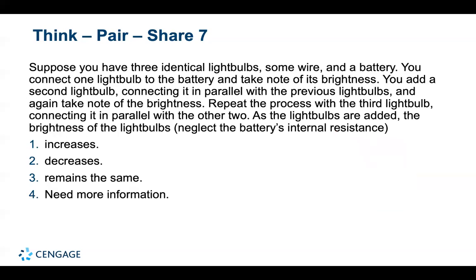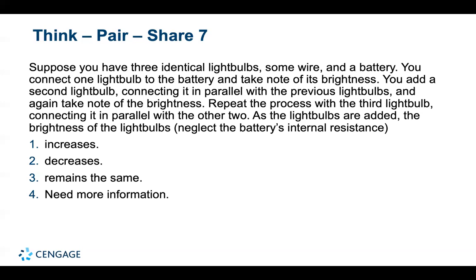Here's another question. Suppose you have three identical light bulbs, some wire, and a battery. You connect one light bulb to the battery and take note of the brightness. You add a second light bulb connected in parallel with the previous light bulb, and again take note of the brightness. Repeat the process with the third light bulb connected in parallel with the other two. As the light bulbs are added, the brightness of the light bulbs, and the answer here, remains the same. The voltage drop across each bulb connected in parallel with each other and across the battery equals the terminal potential difference of the battery.